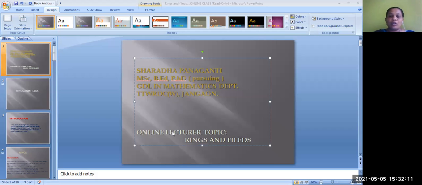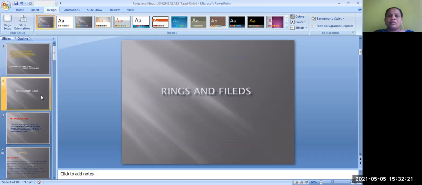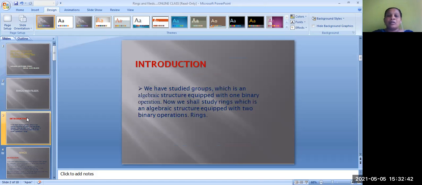My online lecture topic is rings and fields. This is an algebraic topic. So my topic is rings and fields. Now I want to share a few words on the importance of rings and fields. What topics are covered, and how many characteristics and properties are there in this topic? We'll see. First of all, I want to introduce what rings are and how many binary operations we use to build this topic.